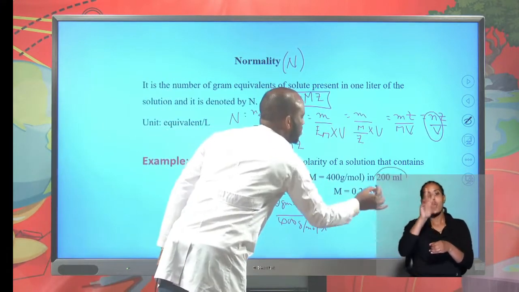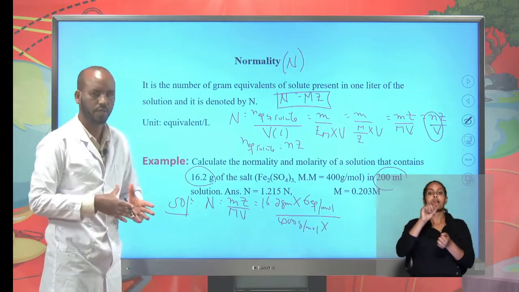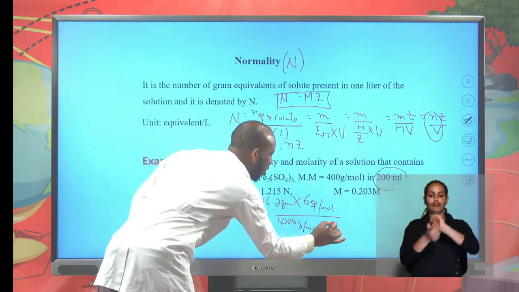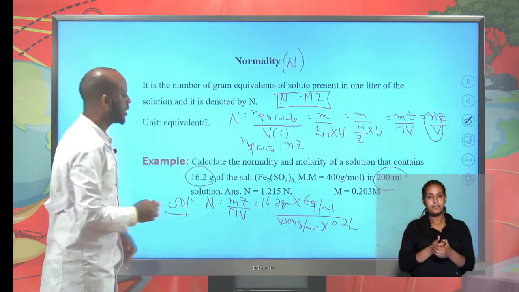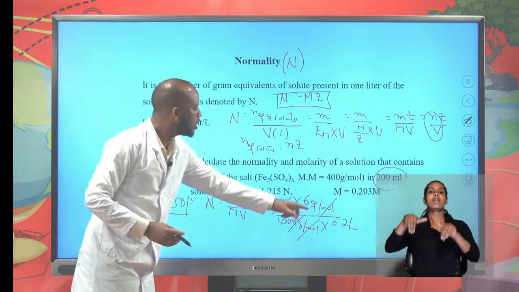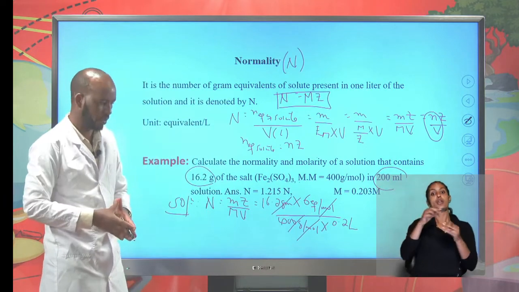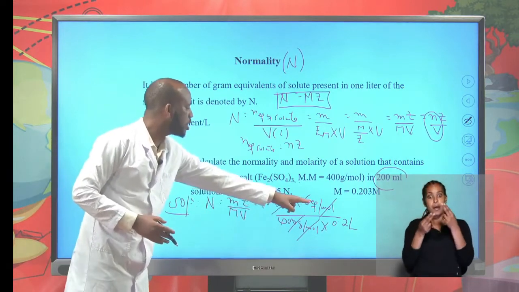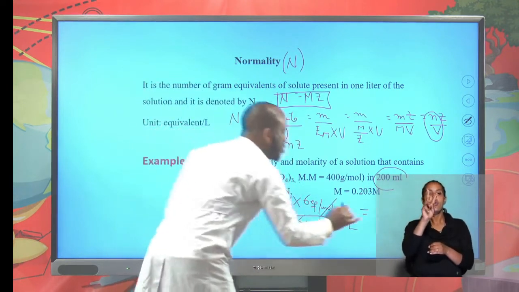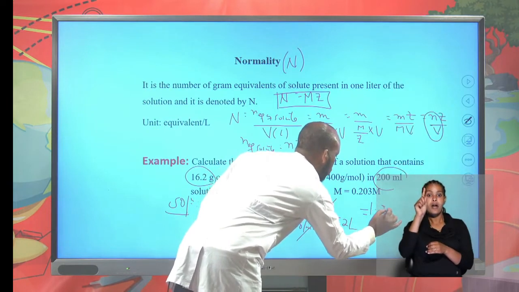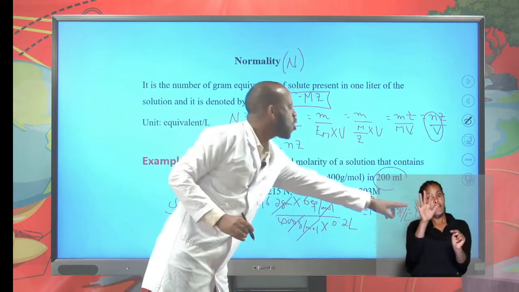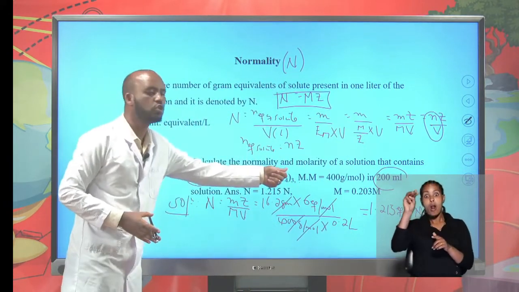Volume of the solution is 200 milliliter. This must be converted into liter because the unit of normality is equivalent per liter. 200 milliliter is 0.2 liter. Gram will be cancelled by gram, mole by mole. We are left with equivalent per liter, which is the unit of normality. Therefore, 16.2 times 6 equivalent divided by 400 times 0.2 liter is 1.215 equivalent per liter, which is 1.215 normal.